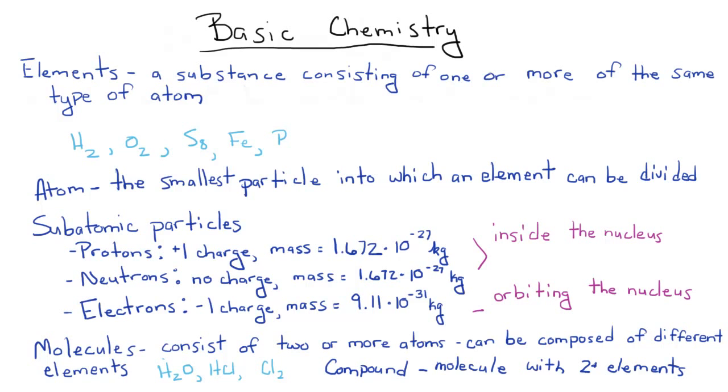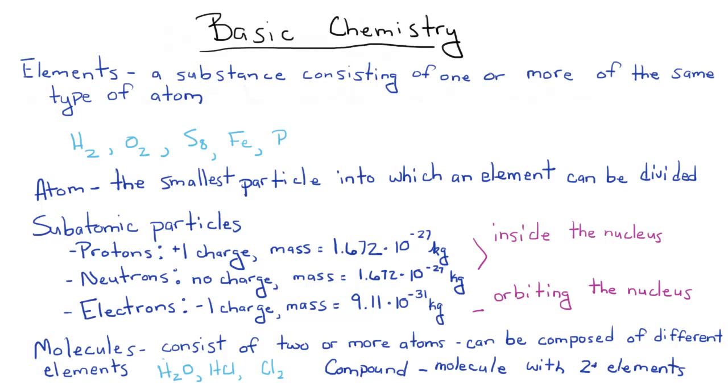We start off with elements. Elements are a substance consisting of one or more of the same type of atom. An example of an element would be hydrogen or oxygen, sulfur, iron. I believe there are 112 elements total. Atoms are the smallest particle into which an element can be divided.